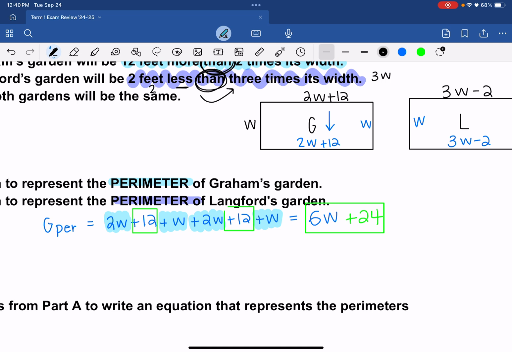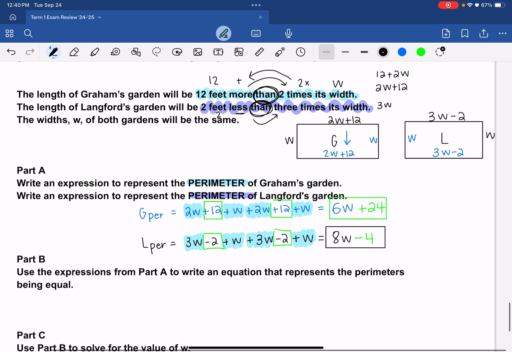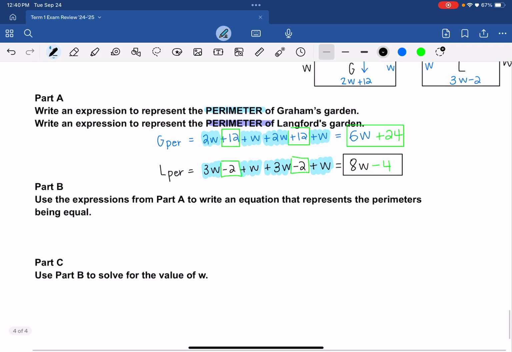And then we have Langford's garden. Langford's perimeter is 3W minus 2 plus W plus 3W minus 2 plus W. So again, we're not going to write it like that. How we're going to write it is our W's are going to be combined together. So we have 3, 4, 5, 6, 7, 8 W's all together. And then we have our constants: a -2 and another -2, so altogether we have -4. So Langford's perimeter is 8W minus 4. So that's the end of part A.